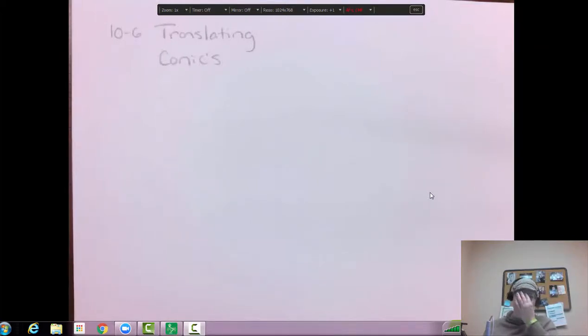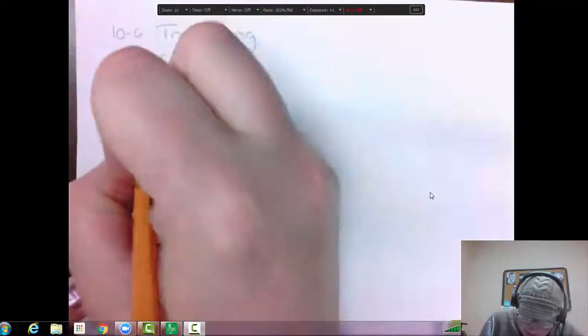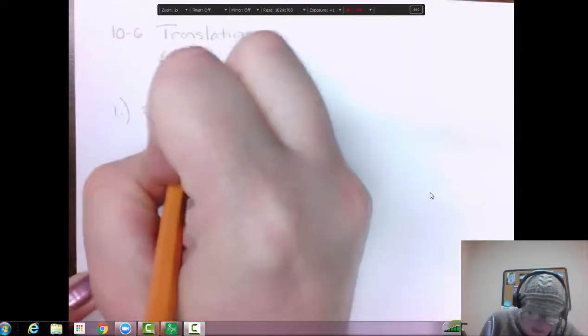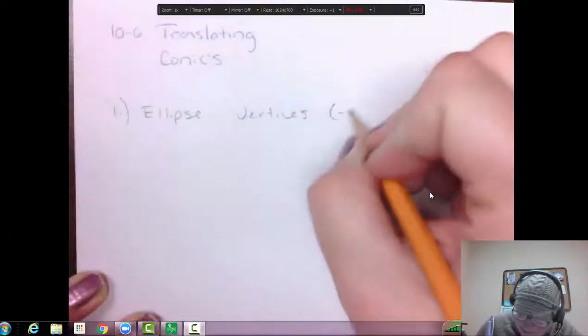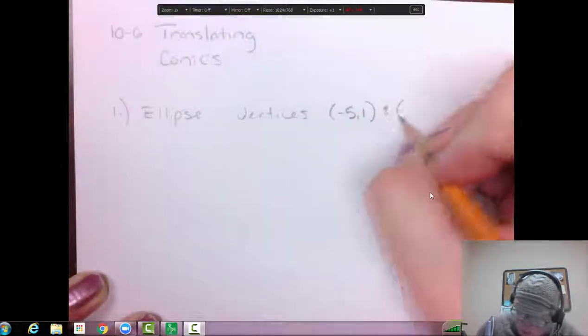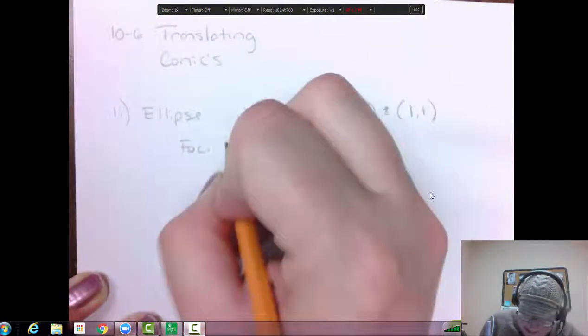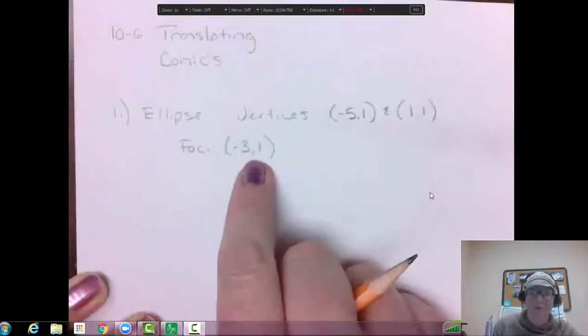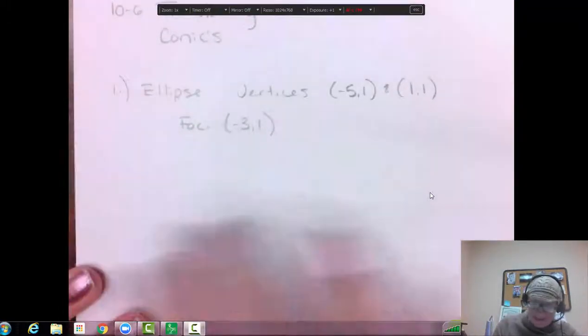So all I'm going to do is give you some different examples of what you could see in this section and how you could then find the equation or graph. So let's look at my first one. What if I was told that I had an ellipse with vertices at -5, 1, and 1, 1, and I'm told it has a focus at -3, 1? One of the foci means just one, right? One of those points is at that. So what does this tell us?